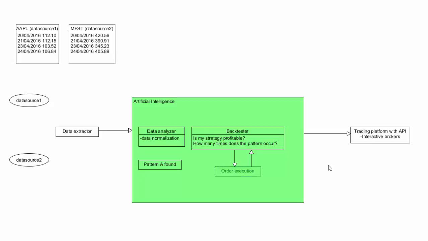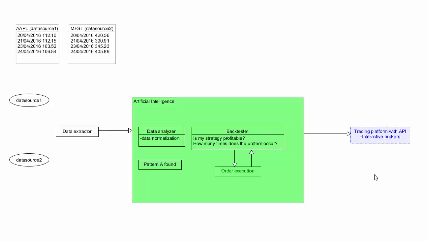Okay. Suppose you have found a pattern, you have tested it with your backtester, and you say, okay, I'm confident that this pattern works. Then the next step is the integration between the artificial intelligence and a trading platform.